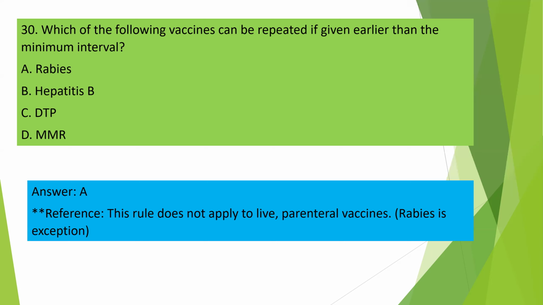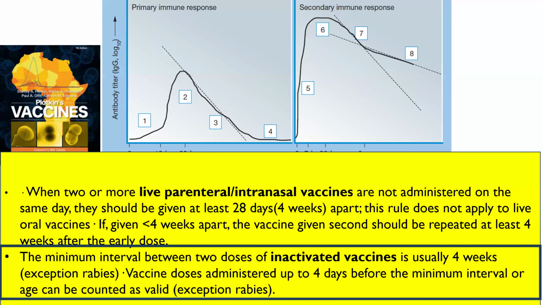Okay, read it. This rule does not apply to live and parenteral vaccine. Rabies is an exception, and there's an incomplete answer. But if you read what is given in the bracket here, the minimum interval between two doses of inactivated vaccine is usually 4 weeks, exception being rabies. The vaccine dose administered up to 4 days before the minimum interval or age can be counted as valid, exception rabies. Therefore, this is very important.